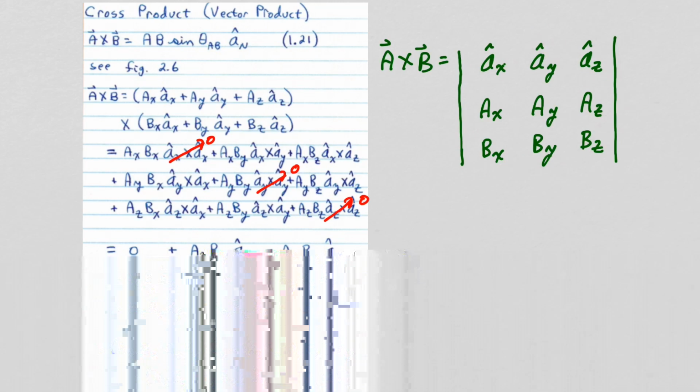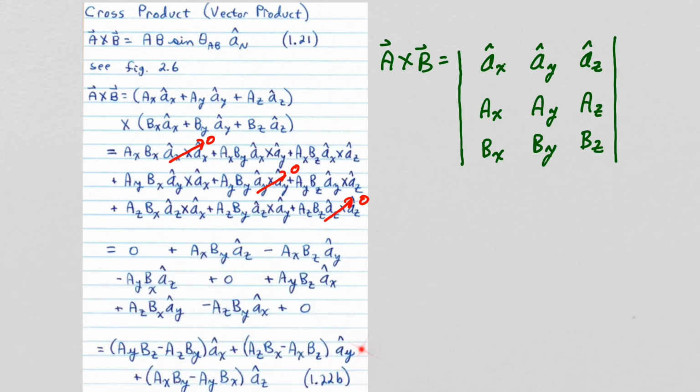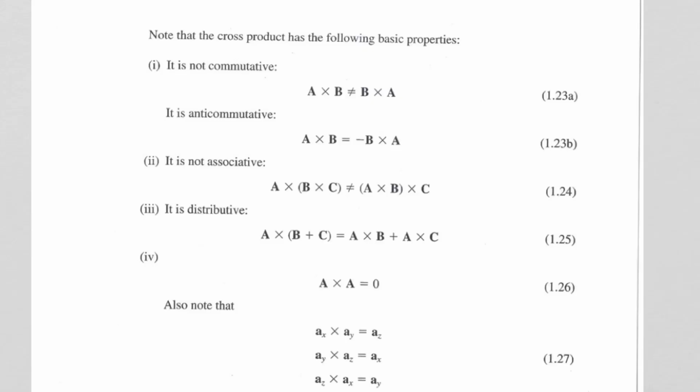Here are some properties of the cross product. It's not commutative, it's anti-commutative, it's not associative. Here's the distributive law. The cross product of a vector with itself is 0, and to verify any of these expressions, just write the vectors in component form and evaluate the two sides of the equations.